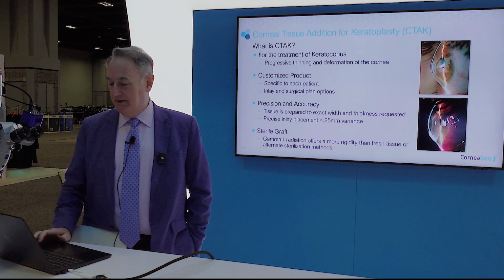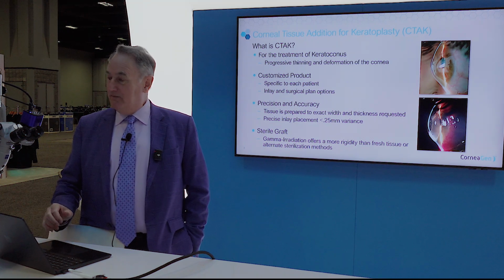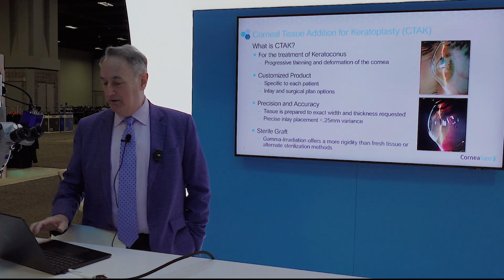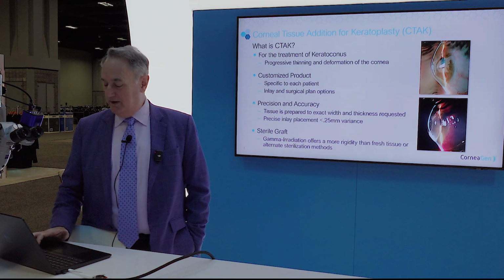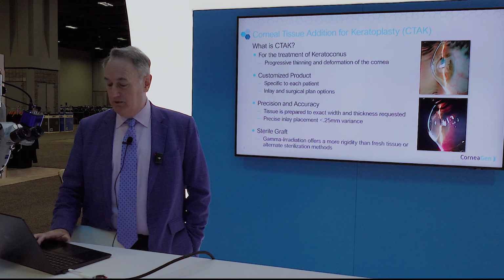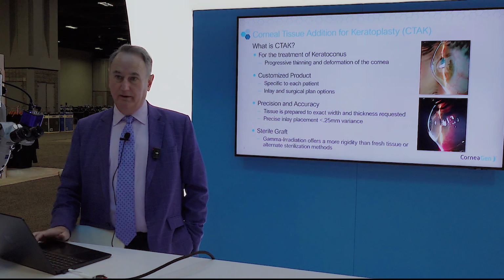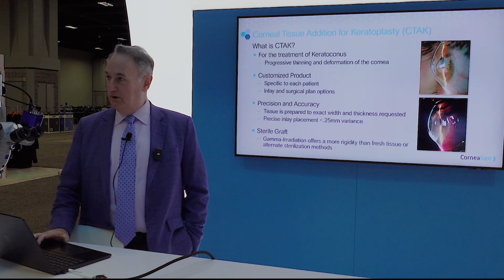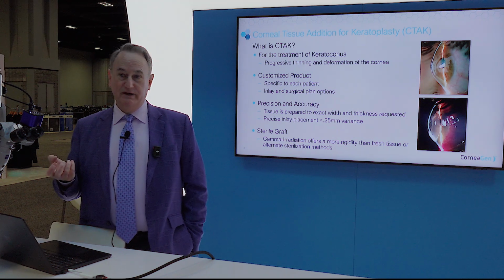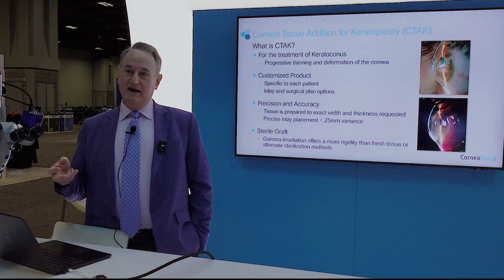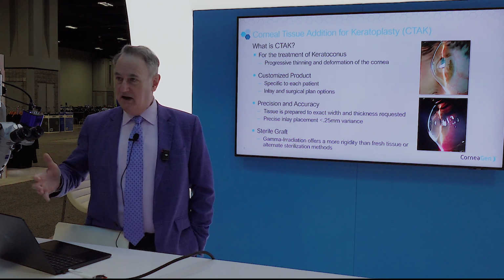So here you see it's less than a 25 micron or 0.25 millimeter difference in the variance for things. And it's sterile, it's gamma irradiated, and so it comes in a fluid liquid. And the tissue is a little bit stiffer than if you were to try to take a cornea from the eye bank and cut it yourself.